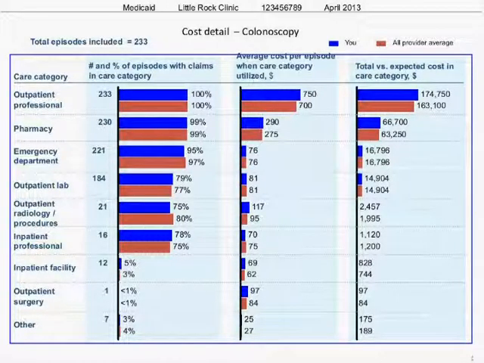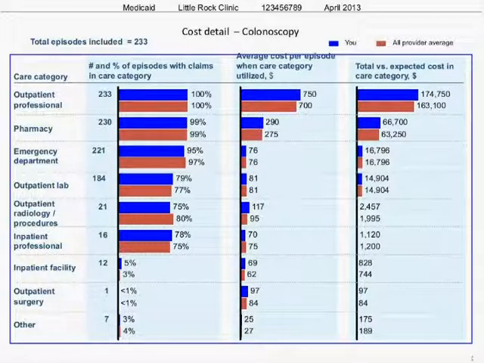The last page of the report we're going to look at is the cost detail. Like previous reports, it will break down the cost categories associated with episodes of care. This gives the provider the opportunity to see where they are in relation to other providers, and how they're doing well, and also where they may have areas where they can make some improvement.